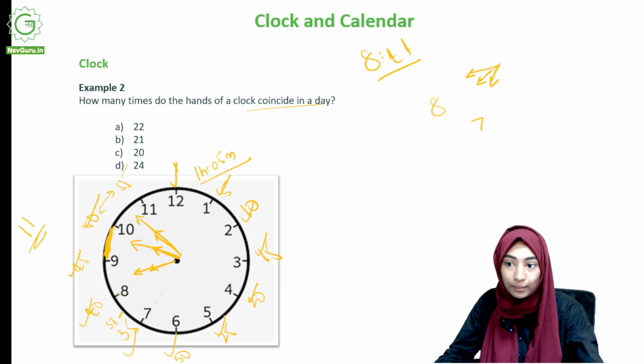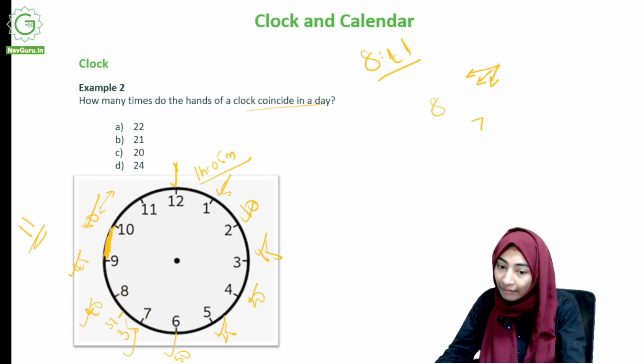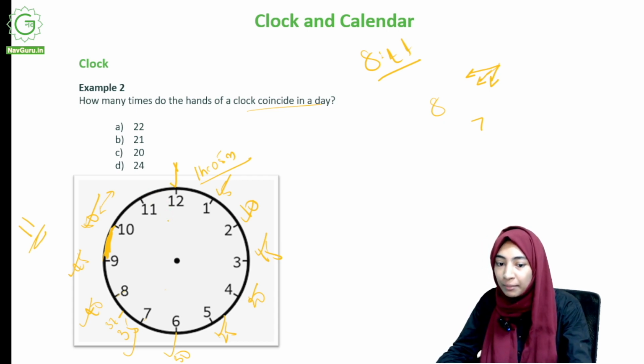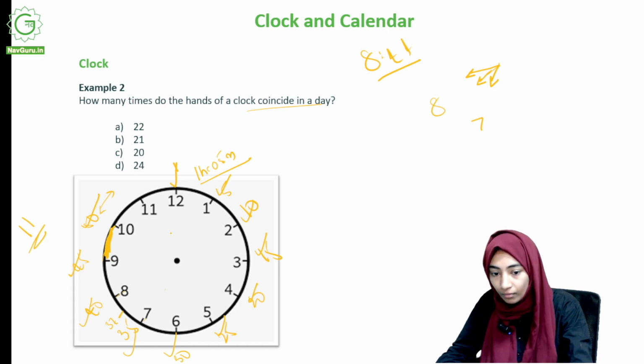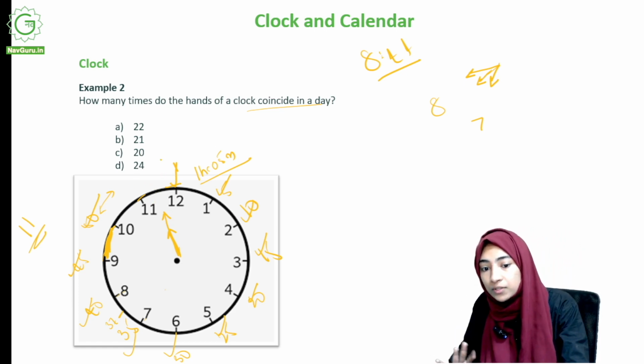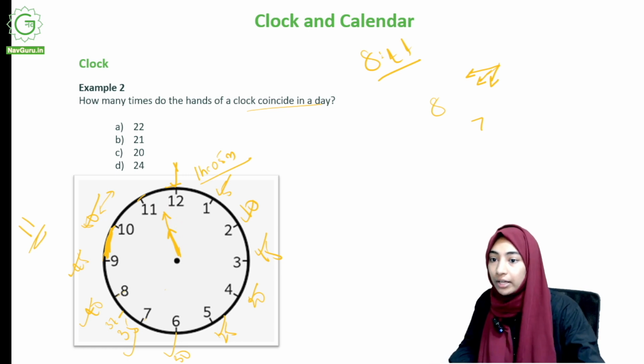Now we move on to our catch. When will it coincide at 11? Is it between 11 and 12? Let's say somewhere between 11 and 12, like 11:57 or something of that sort. If the minute hand is here and the hour hand is here, the thing is, between 11 and 12 it will not coincide. Why? Because you know that it's going to coincide at 12:12, right?